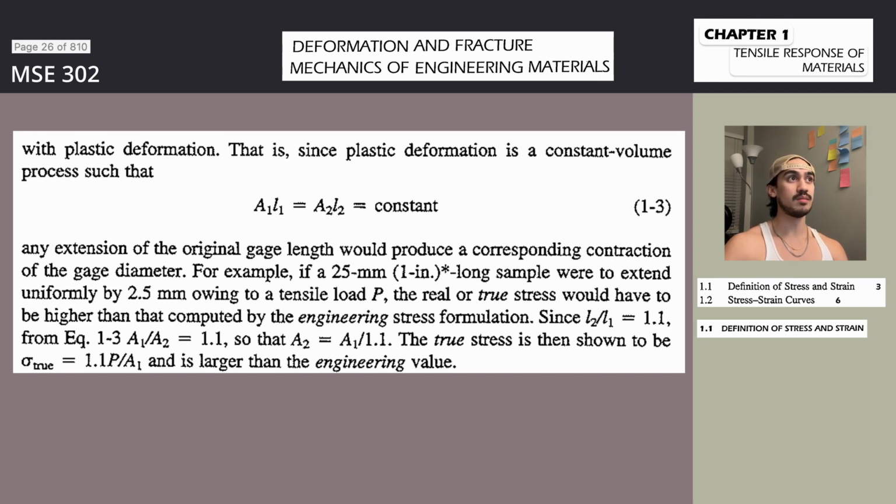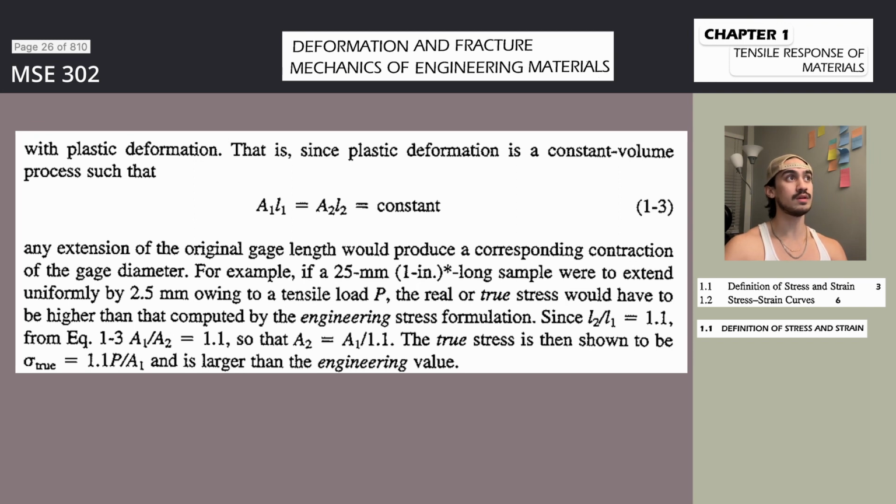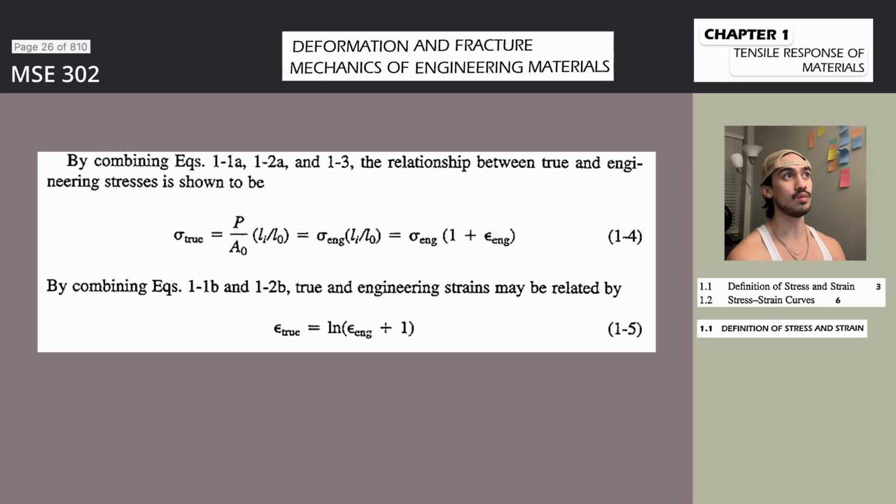For example, if a 25 mm (1-inch) long sample were to extend uniformly by 2.5 mm owing to a tensile load P, the real or true stress would have to be higher than that computed by the engineering stress formulation. Since L2 over L1 is equal to 1.1, from equation 1-3, A1 over A2 is 1.1, so that A2 is equal to A1 divided by 1.1. The true stress is then shown to be the following, and is larger than the engineering value. By combining equations 1-1A, 1-2A, and 1-3, the relationship between true and engineering stress is shown to be 1-4. By combining equations 1-1B and 1-2B, true and engineering strains may be related by equation 1-5.